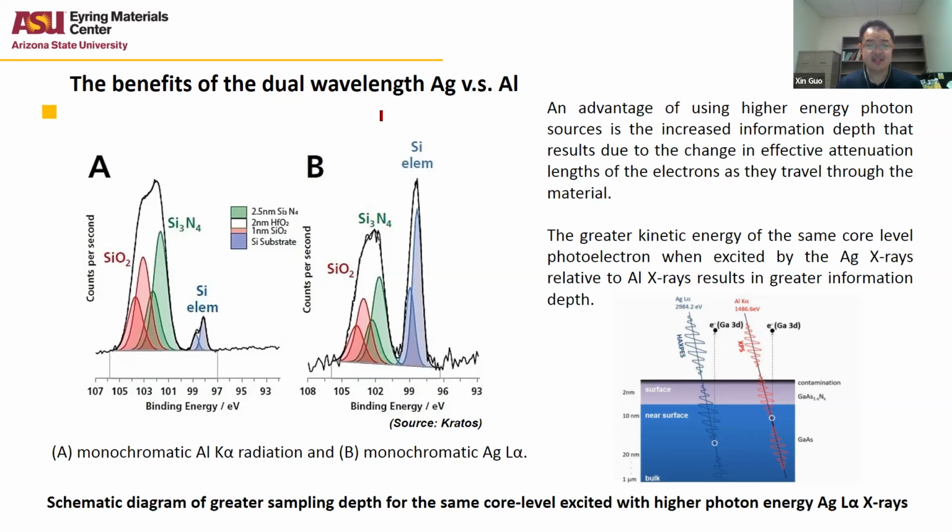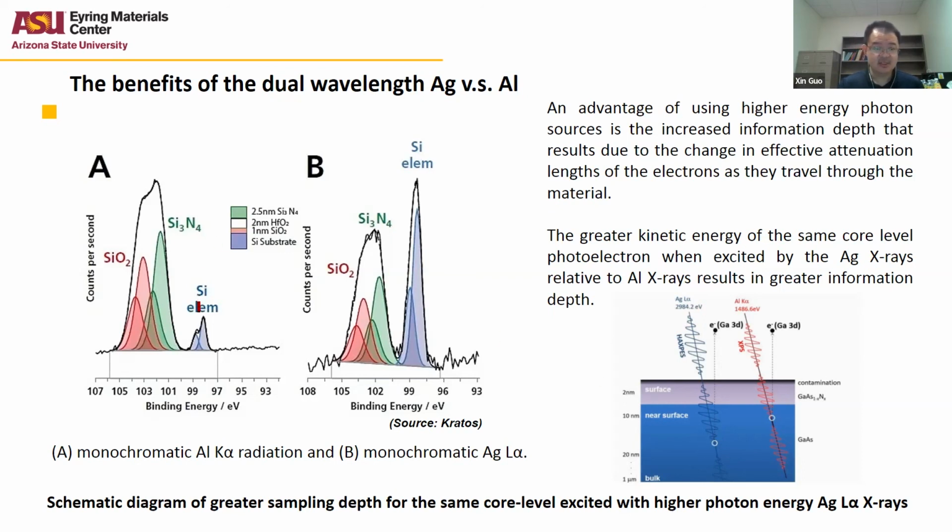So what's the benefit of using the silver L alpha? The first advantage is that the silver L alpha has a higher photon energy. That means a deeper penetration depth, and we obtain information from a more bulk-sensitive region.